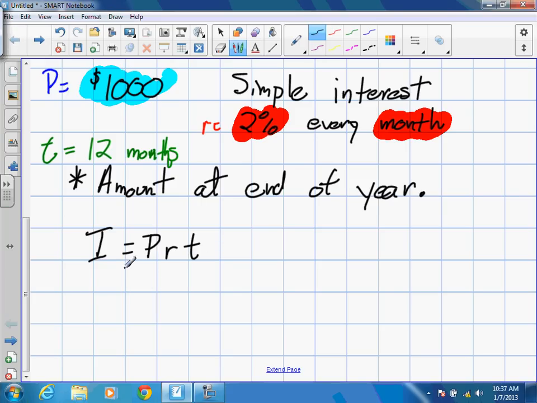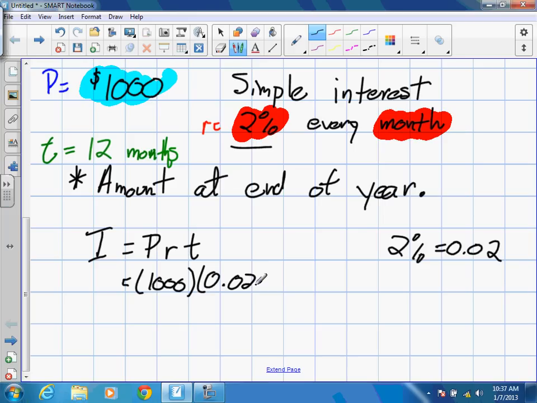Very simple. So what was our principal? 1,000. Great. So we had $1,000. The interest rate, times 0.02. That's right. Because it's a percentage, we have to put it into a decimal form. So 2% is 0.02. And how many times does this reoccur? 12 times. So, anyone know what this is going to equal in the end? $240? That's right. Good. $240. So this is the interest earned.